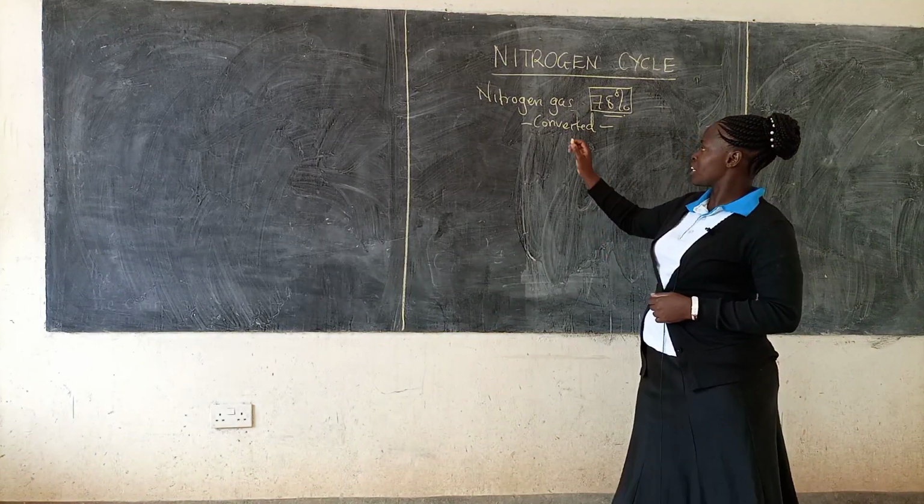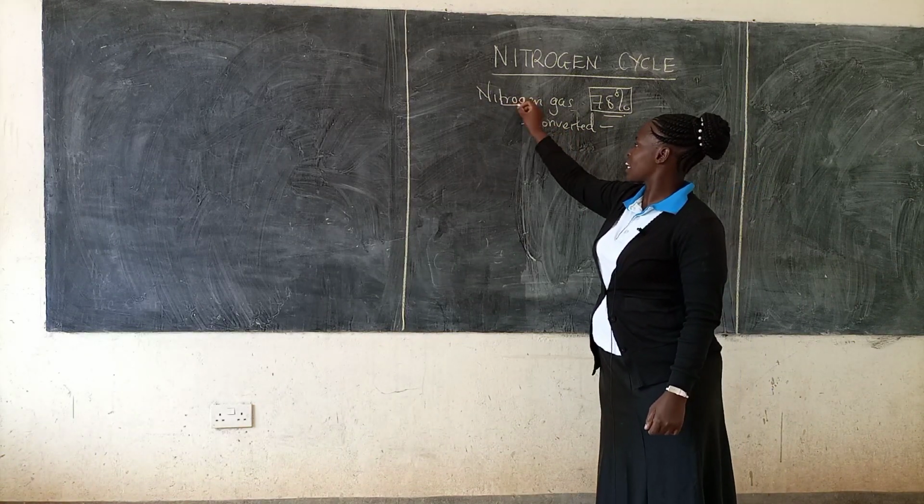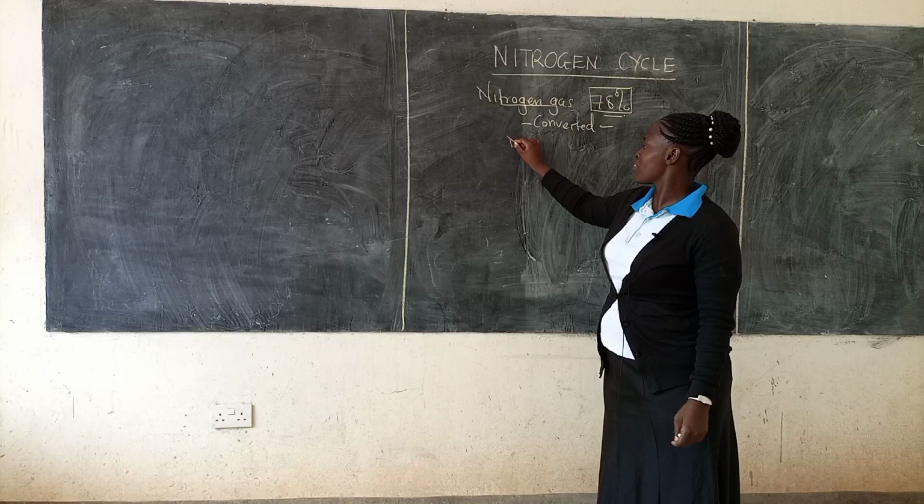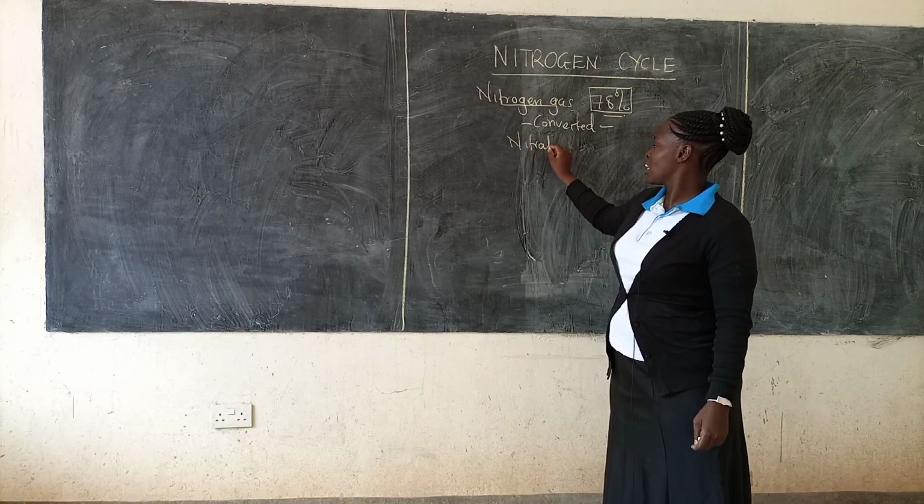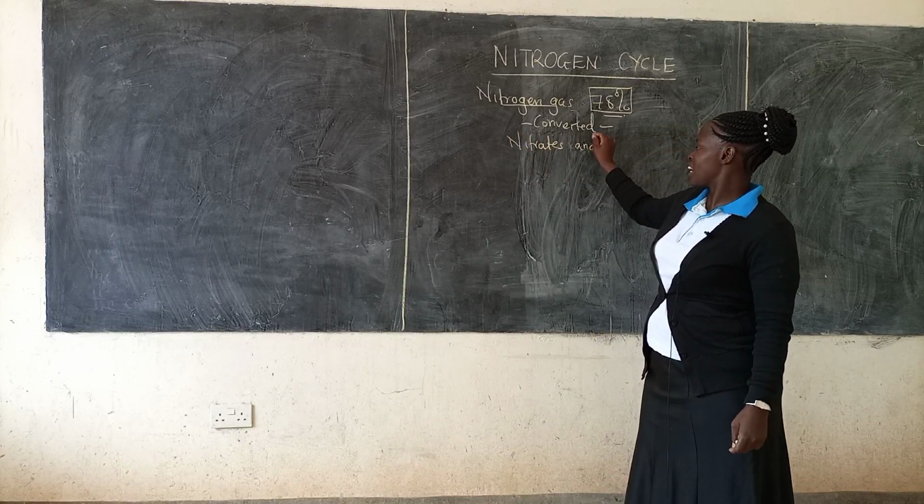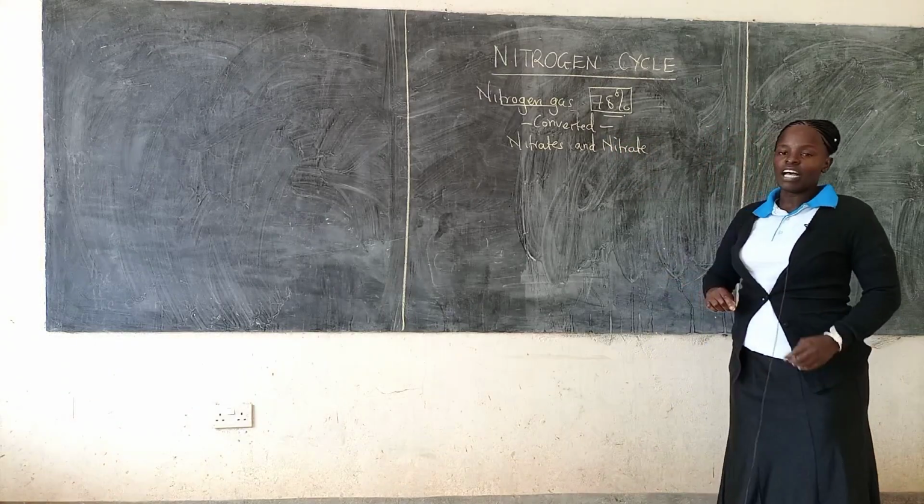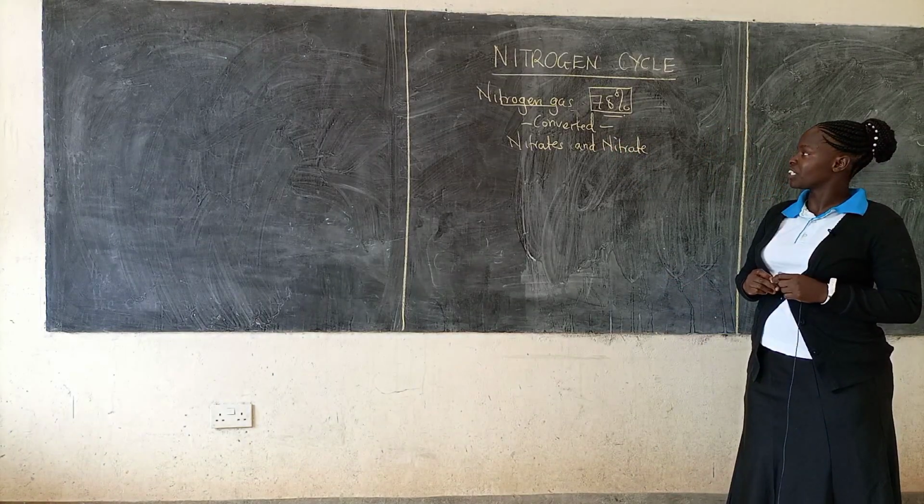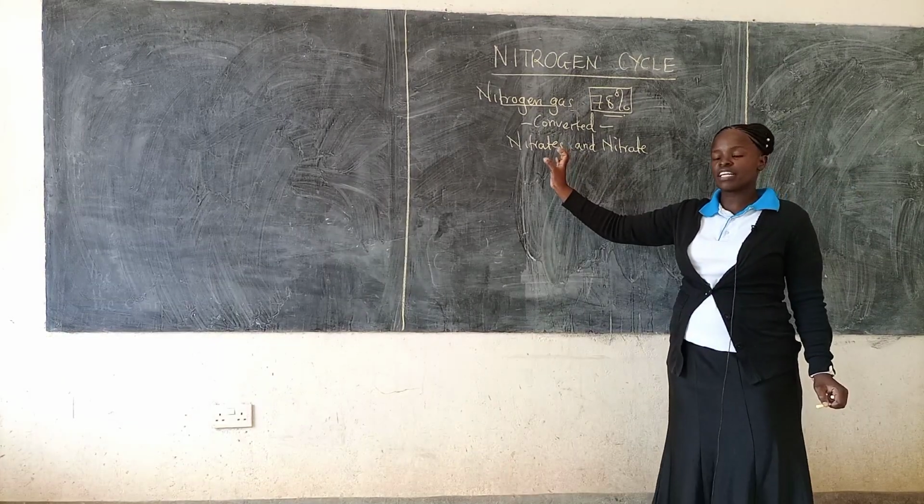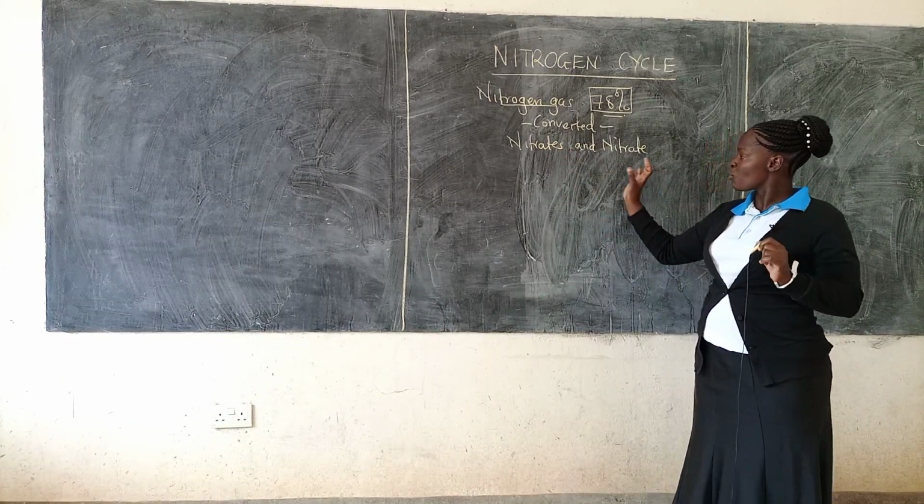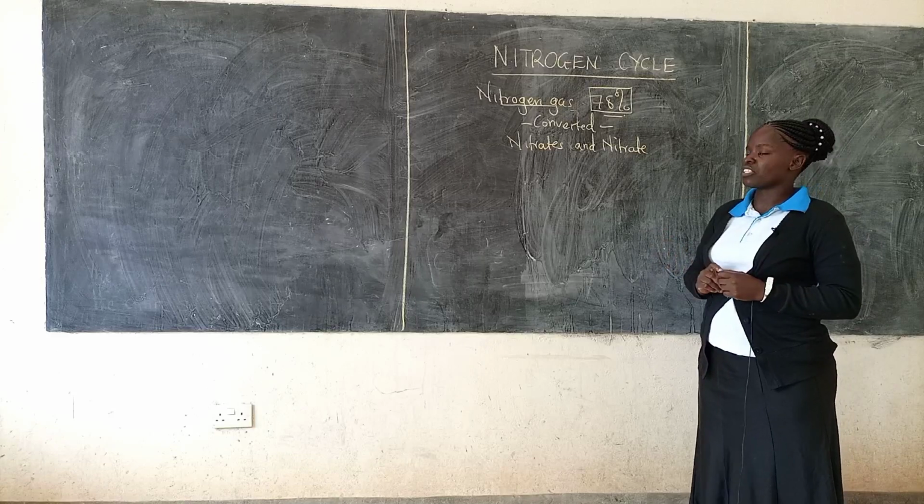Plants can only take in nitrogen in the form of nitrites and nitrates. And therefore, for plants to use this nitrogen, they have to convert it first into either nitrites or nitrates. So these two compounds must first of all be incorporated in the soil.